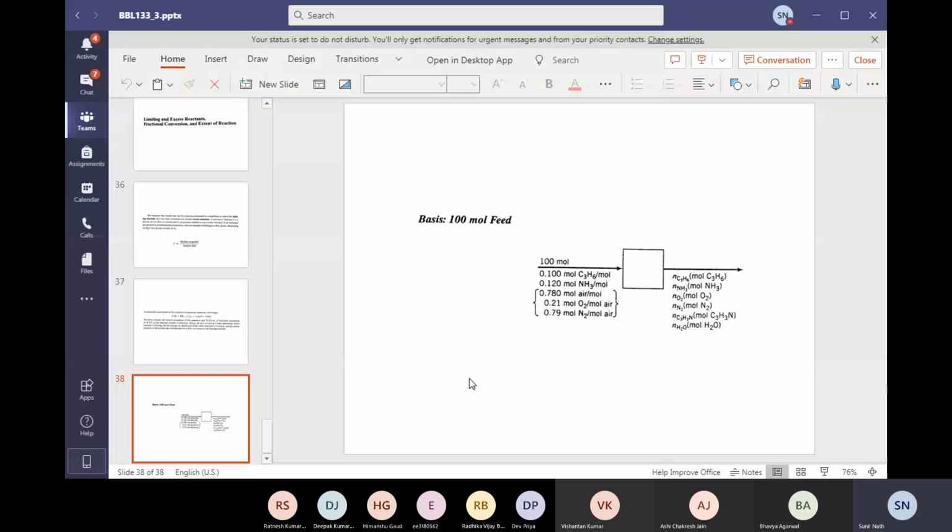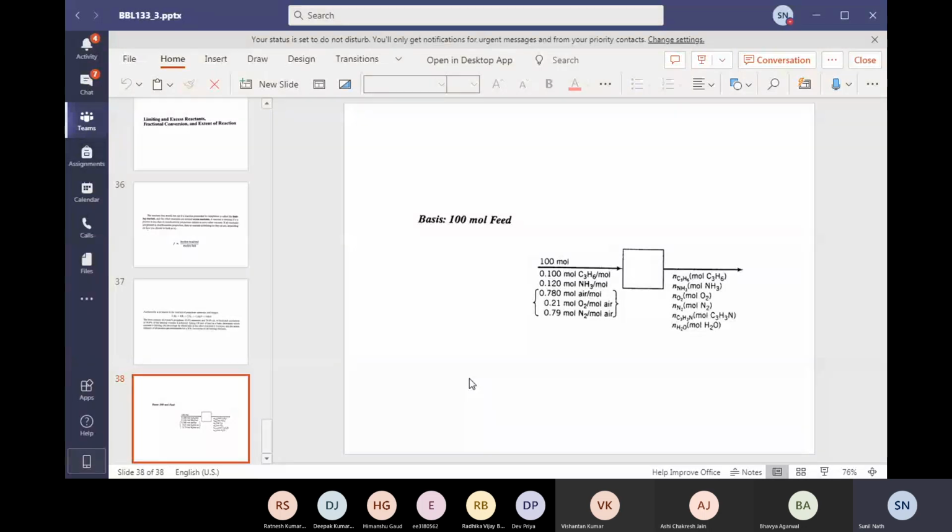So these are very common ways of defining yield. Then you can also define selectivity, because there is a reaction which produces the desired product and there are multiple reactions which produce undesired product. So that ratio gives a measure of selectivity, isn't it? How many moles of the desired product are formed and how many moles of undesired product are formed. And we want to maximize this number. That is a measure of selectivity.